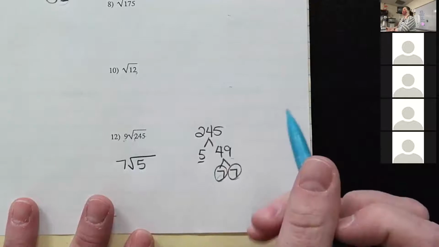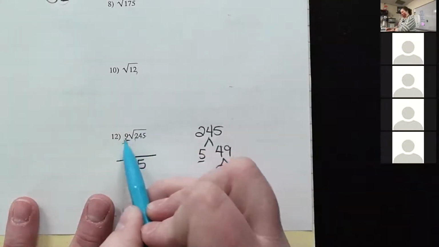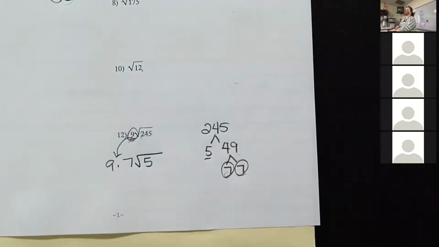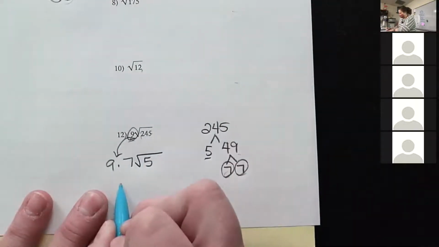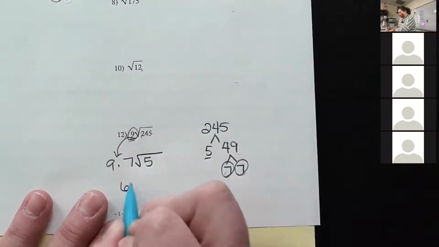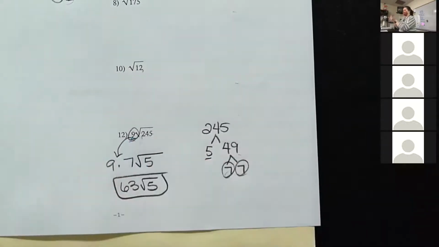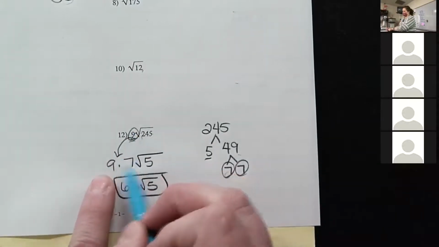Okay. Well, now we have to deal with this 9 that's out front. That just goes down here. Well, 9 times 7 is what? 63. So we have 63 square root of 5. Because that 9 is just getting multiplied against that root. So you're just going to multiply that 9 against whatever we took out.